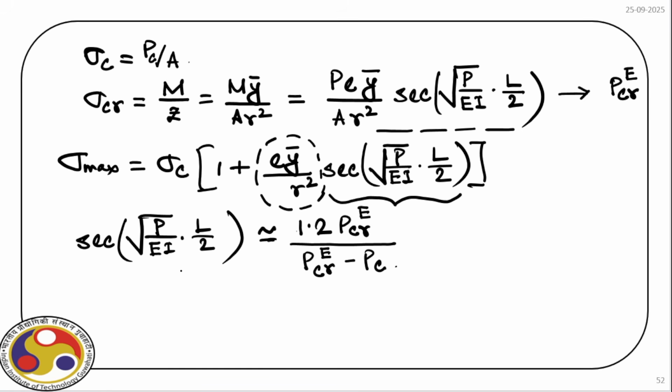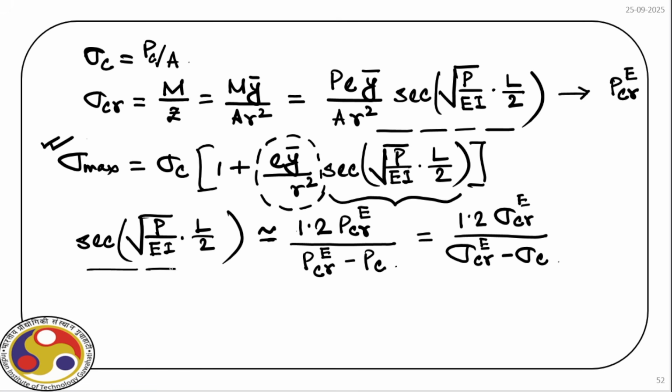Now, this means if we divide numerator and denominator with the cross section, we have 1.2 sigma CR E divided by sigma CR E minus sigma C. Right. Now, this second formula, let us modify with the expression of this first bracketed term, and let us see what happens.